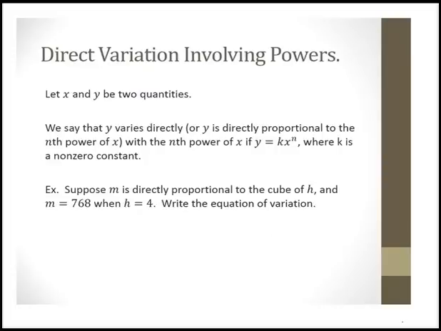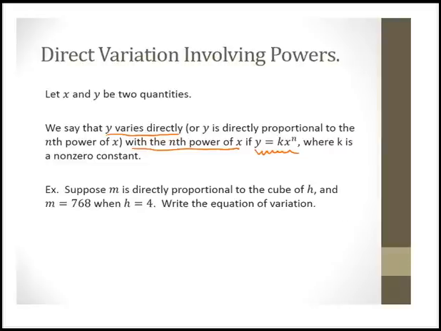Some situations involve direct variation with powers. So again, if we have x and y representing quantities, we say that y varies directly, or y is directly proportional to the nth power of x, if y is equal to k times x to the n, where k is again a non-zero constant. So if we see the phrase y varies directly with the nth power of x, we can write the model y equals kx to the n.